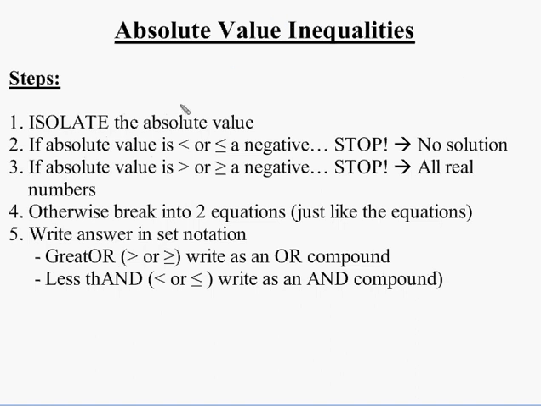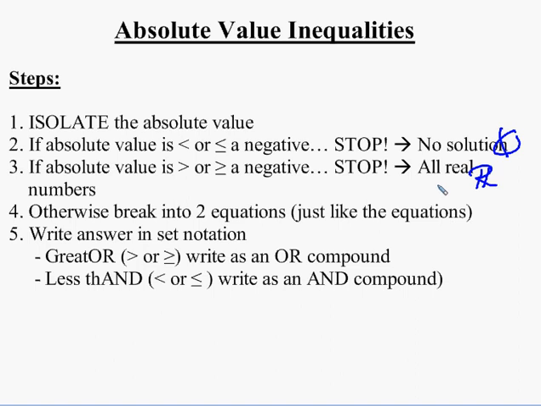Now, when it comes to inequalities, once again, the first step is you have to isolate the absolute value. Once it's isolated, once again, when you have that negative on the other side, you have these special cases. If it's less than or less than or equal to a negative, you're going to have no solution as your answer. So don't go any further. Now, if it's greater than or equal to a negative, you're going to have all real numbers as your solution. Otherwise, you're going to just break into 2 equations just like we did with the equations.